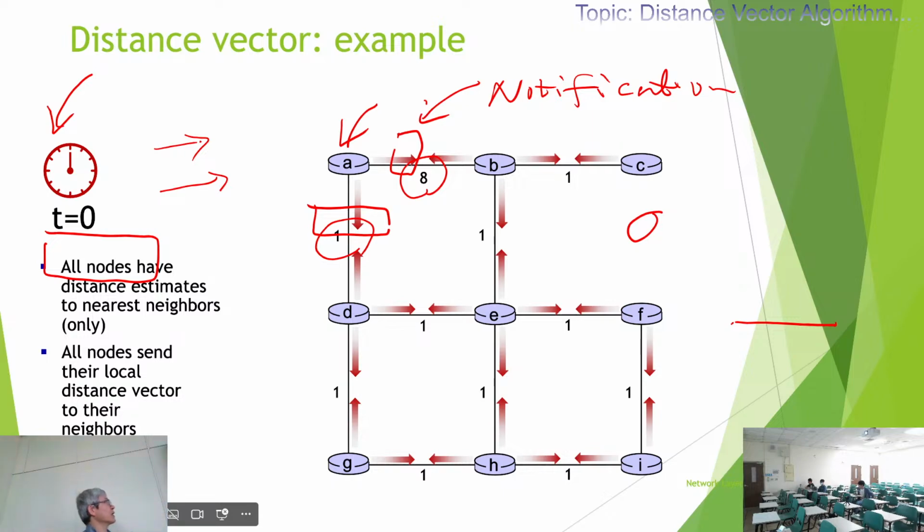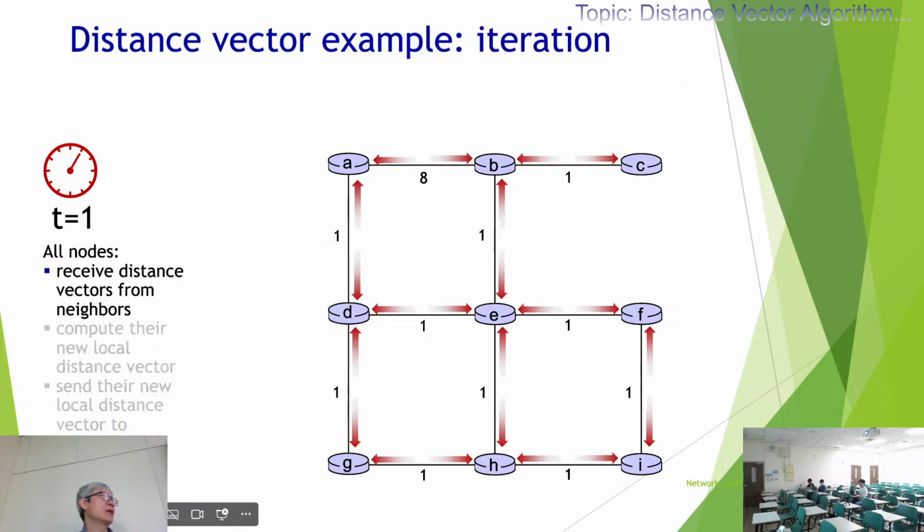Well, even at the initial time instant, we have the notification because we have new information to be sent to the neighbors. Well, iteration. Previously, we didn't know this is an iterative manner. And we have the asynchronous manner.